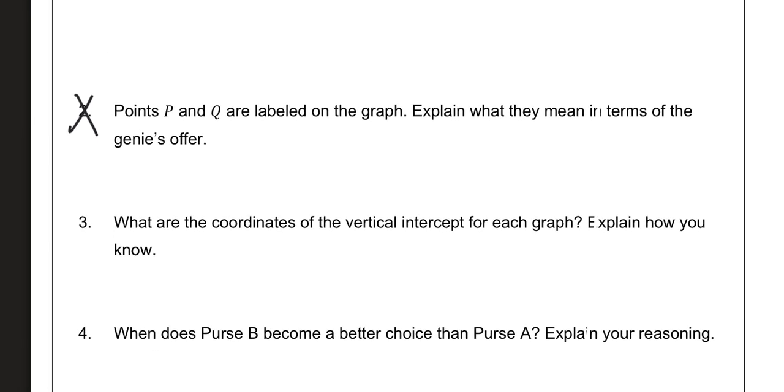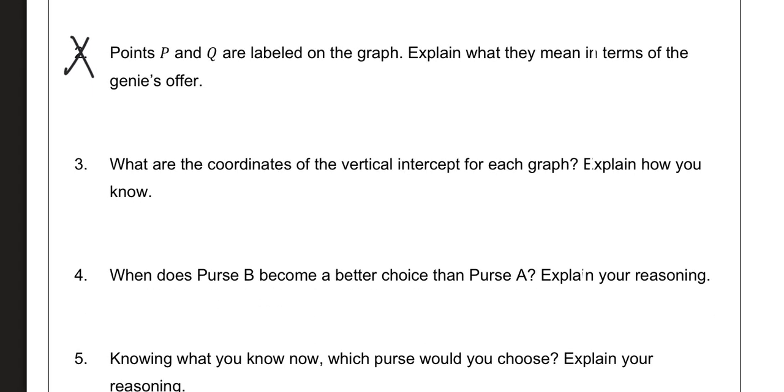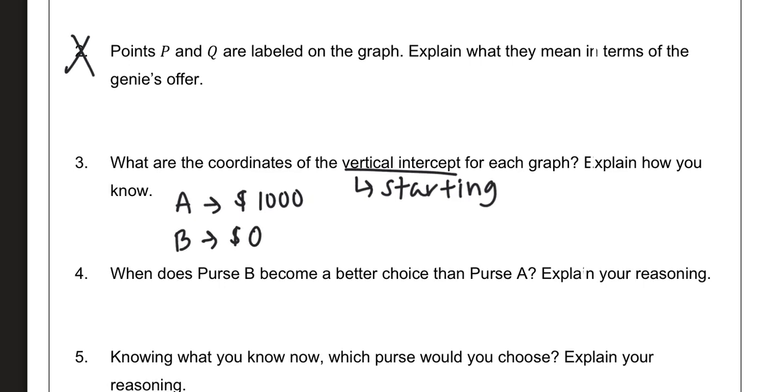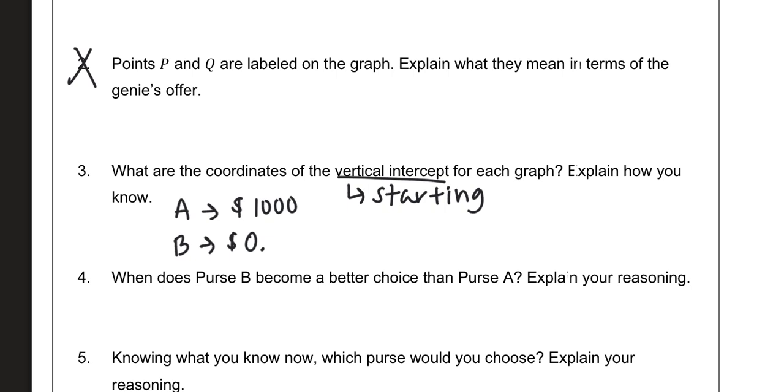And if we look at 3, what are the coordinates of the vertical intercept? Remember, the vertical intercept is always our starting. How much did we start with? So for purse A, it will be the $1,000. And for purse B, it will be the penny.